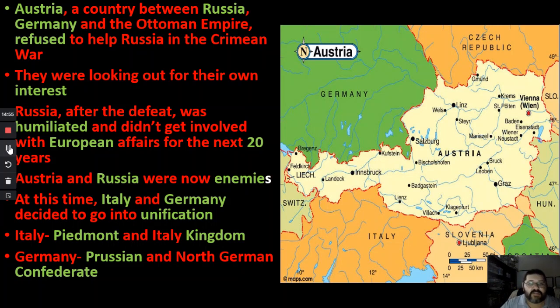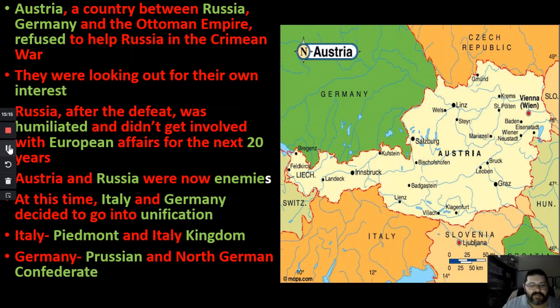Austria and Russia are now enemies. They basically told Austria, Don't ask us for anything. If you ever need help from us, we will not give it to you. We will give it to your enemy, but we will not help you. They were pretty upset. So keep that in the back of your head because it's going to come up in the next couple weeks.